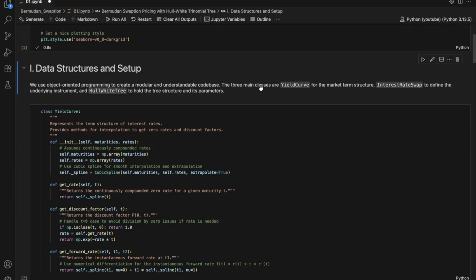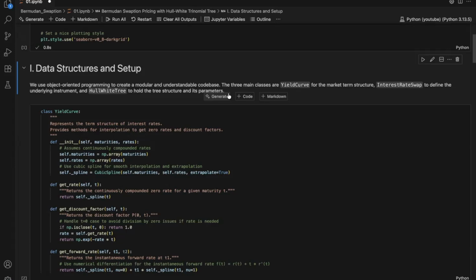Our objective is to walk through a complete Python implementation covering 4 key stages. The first one is defining the data structures for the market and instruments. The second is building and calibrating the trinomial tree via backward induction. The third is pricing the underlying swap at any point on the tree. And finally, valuing the swaption itself using backward induction. So let's begin. A robust model begins with clean and logical data structures. We have defined 3 primary Python classes to organize our problem.